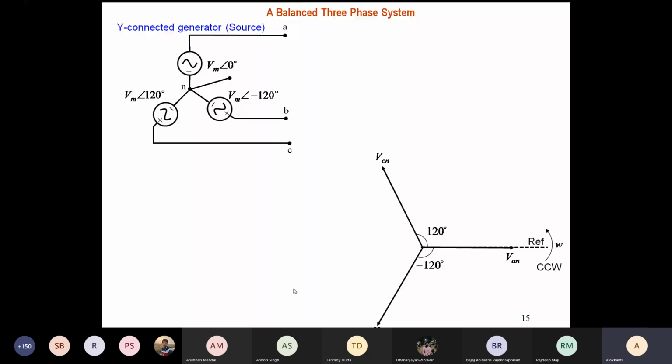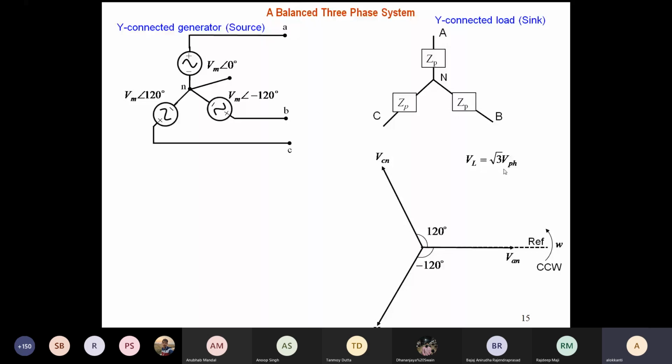Yes, this is now a generator. So what is now required? We just saw that VL, the line to line voltage, that is VAB or VBC or VCA, will be root 3 times the phase voltage in magnitude. Now there is also a Y connected sink, a Y connected load. The load is called a sink because the load is absorbing the power.